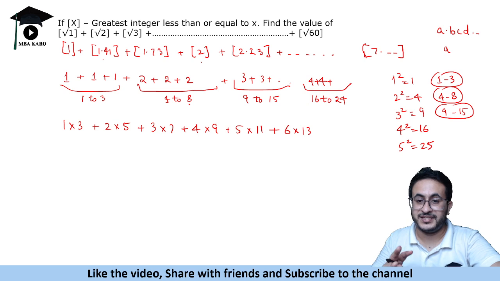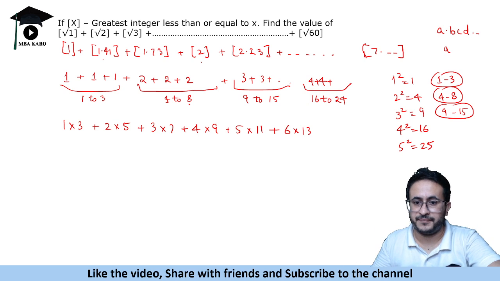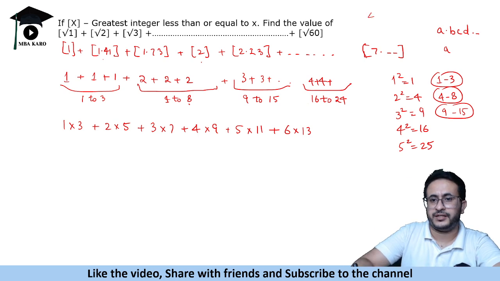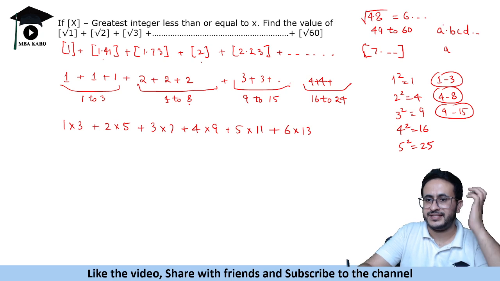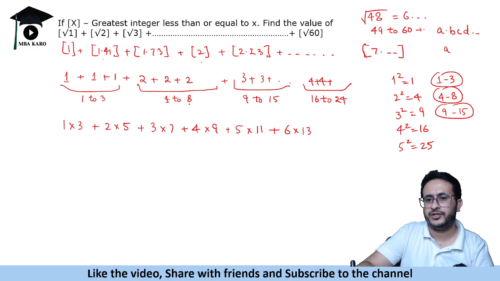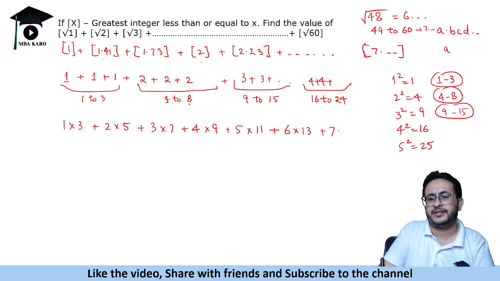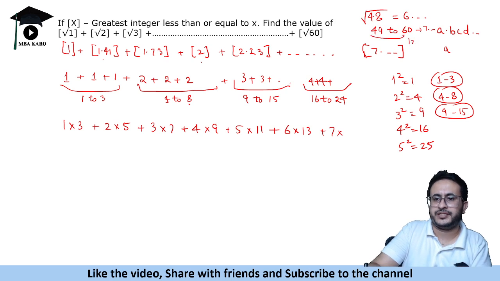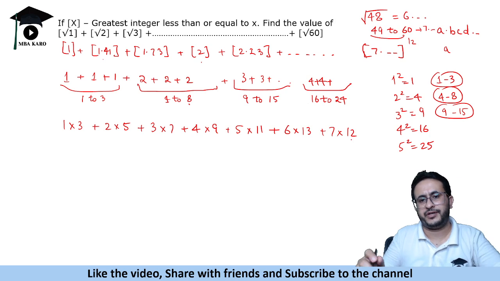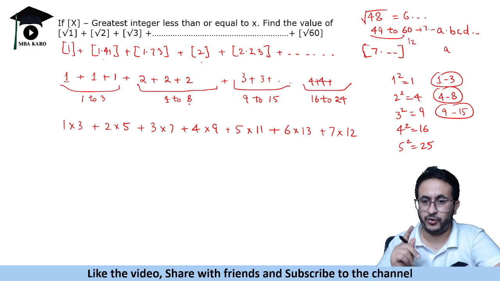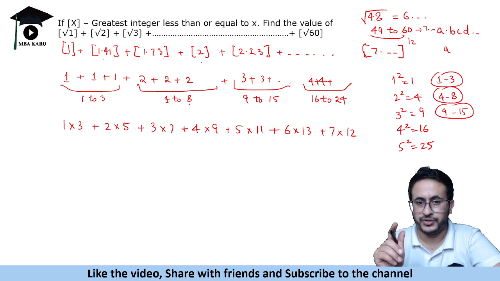Now till when will 6 appear for the last time? 48 is the last time when we will have 6 point something. Now from 49 to 60 we have 7 point something. So 7 will not happen 15 times; from 49 to 60 the count is 12. So 7 into 12, 7 will be counted 12 times.